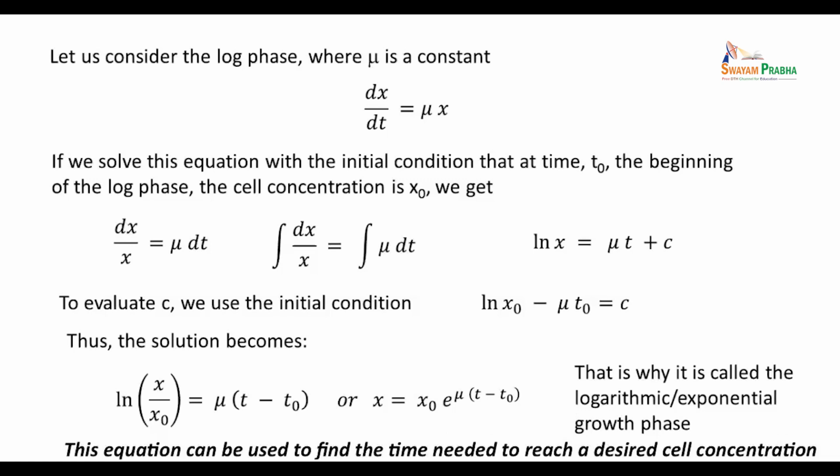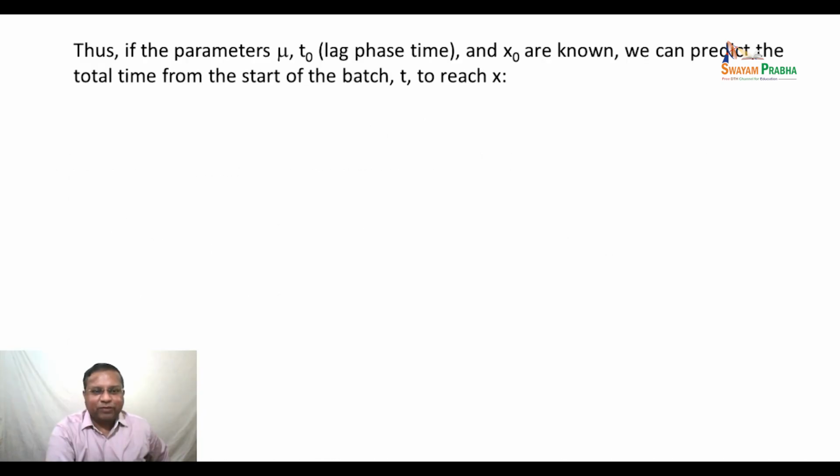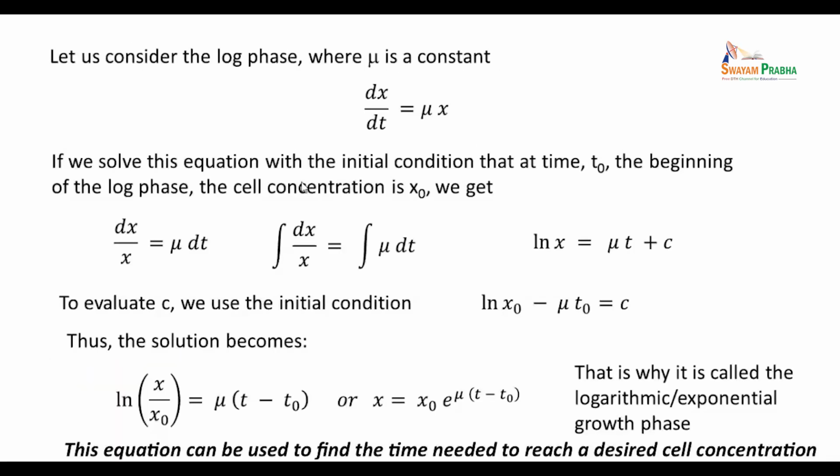This equation can be used to find the time needed to reach a desired cell concentration. That's a straightforward design application. If the parameters mu, t naught, which is the lag phase time, and x naught, which is the concentration at the beginning of the log phase, which may not be very different from the initial cell concentration, are known, we can predict the total time from the start of the batch t to reach x as this. It is 1 by mu ln of x by x naught. This is what we get from our previous derivation.